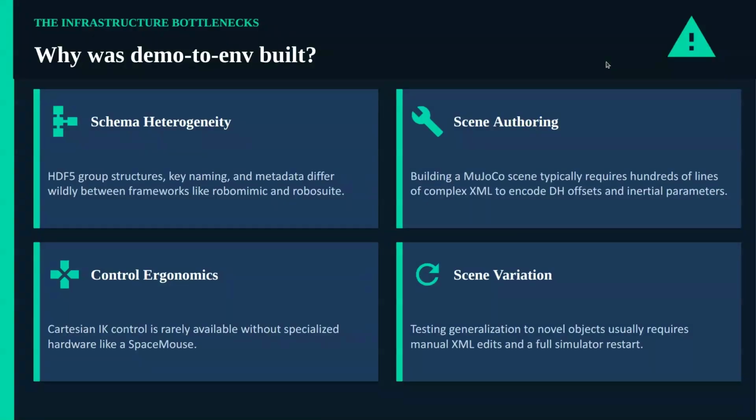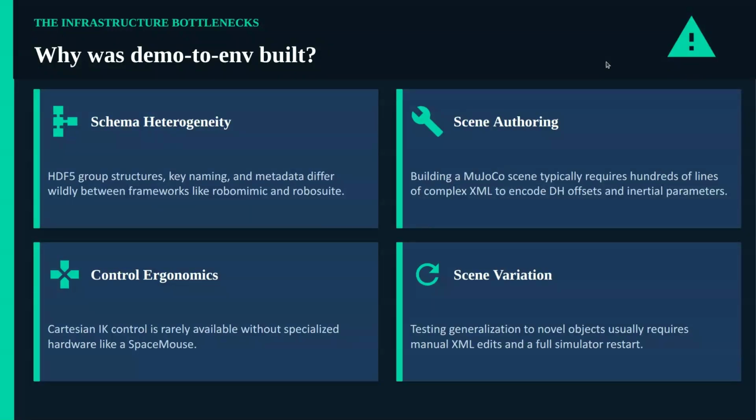So why was it built? Several reasons, like schema heterogeneity. Not all frameworks are the same. RoboMimic is slightly different from RoboSuite, and there are other frameworks out there. For example, RoboTwin's schema is quite different from the RoboSuite one. So your HDF file can be different depending on your framework. The naming convention can be different, and you'll have to manually write the scripts to inspect the files again. And if you want to load it as a scene, you would have to write a lot of XML code, which is again time consuming and a lot of work.